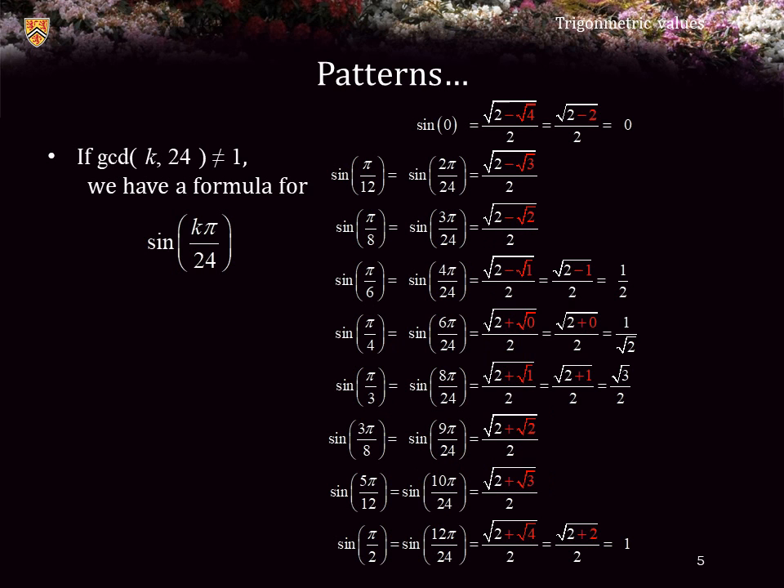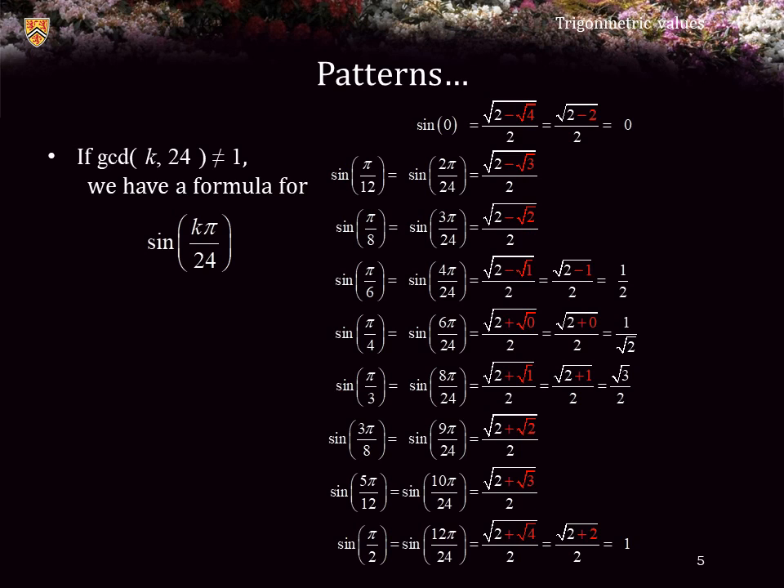And here's a fun one. If the GCD of k and 24 is not equal to 1, we actually also have a really nice pattern for sine of k pi over 24. Here you will see that it's just the square root of 2 plus or minus the square root of a sequence of integers. So we start off at the top with square root of 2 minus the square root of 4 all over 2, square root of 2 minus square root of 3 all over 2, square root of 2 minus square root of 2, and so on and so forth.